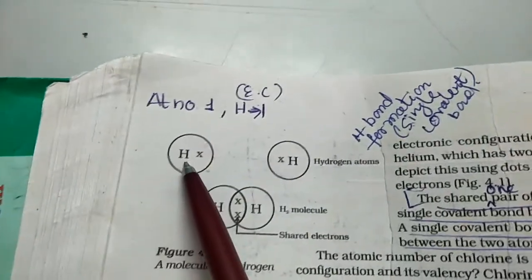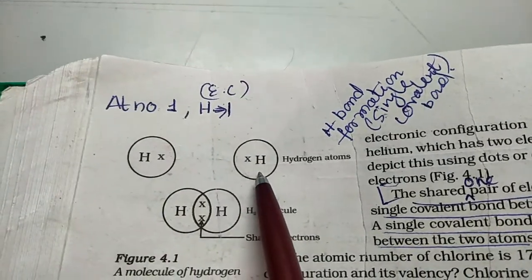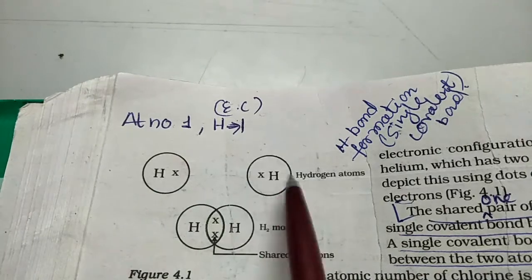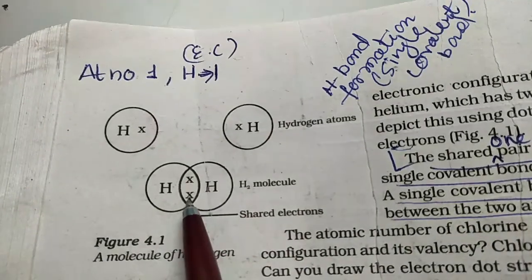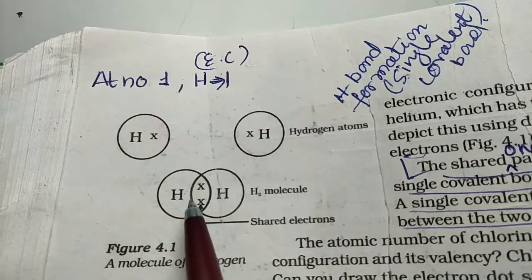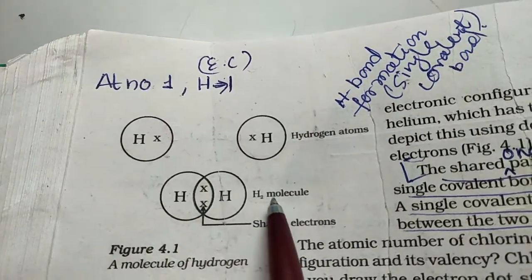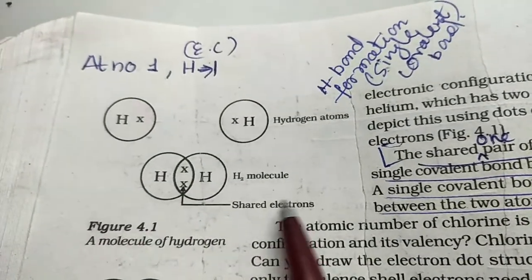Just turn the page. Now if you see here, this is one atom of hydrogen, this is one atom of hydrogen. It has got one electron each. So they share the electrons and both of them get a stable electronic configuration, and it becomes an H2 molecule. This we have already studied in the lower class, by sharing of electrons.